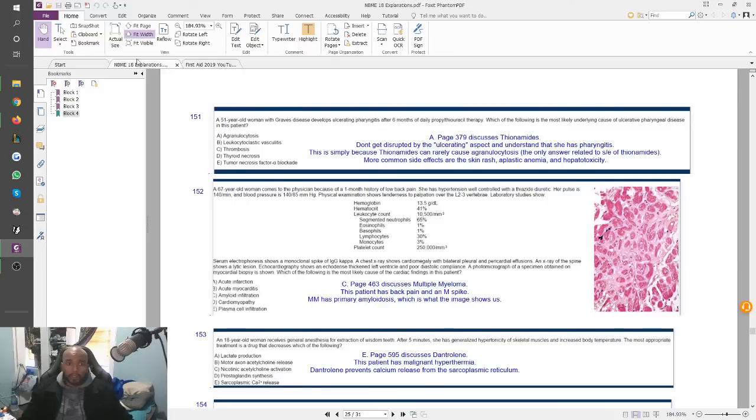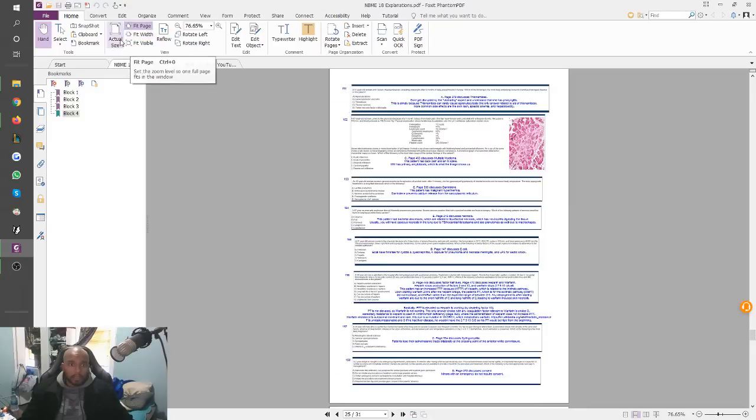So right now we're going to continue on with NBME 18, and this is where we were. This is the first half of block 4. So let's get this going.